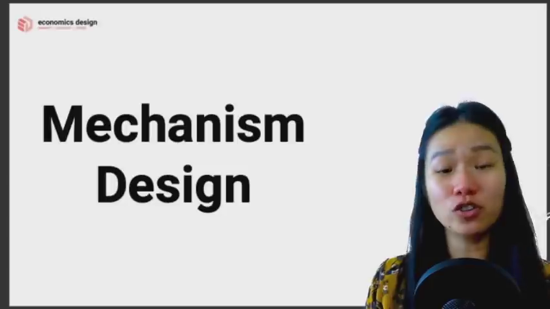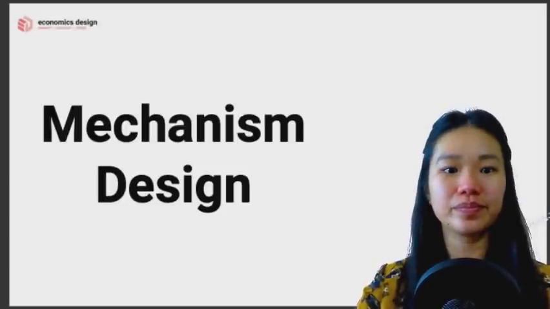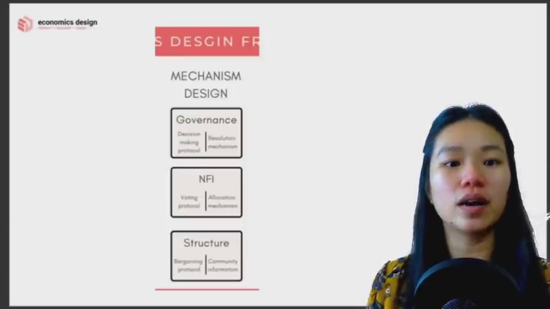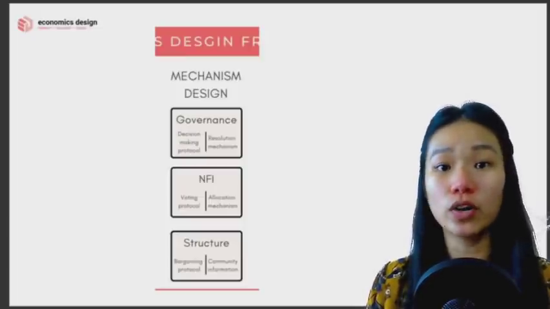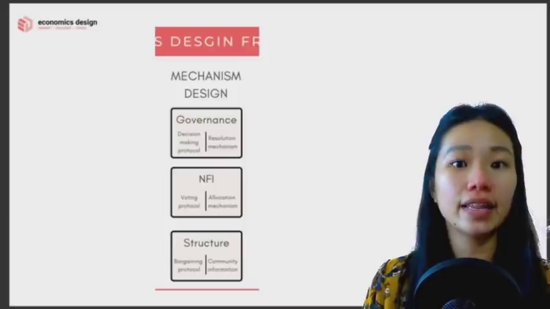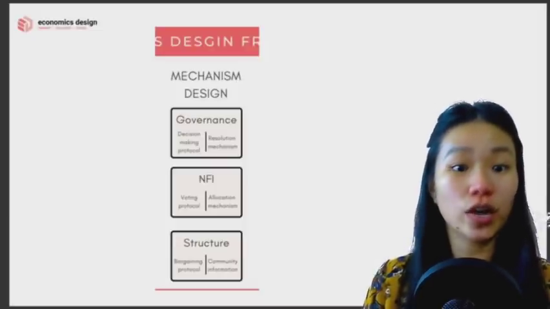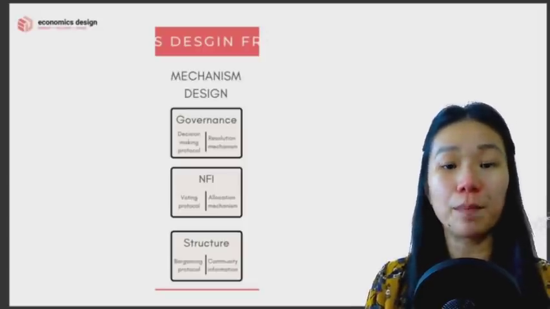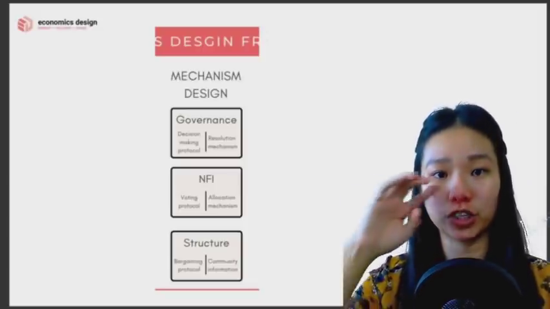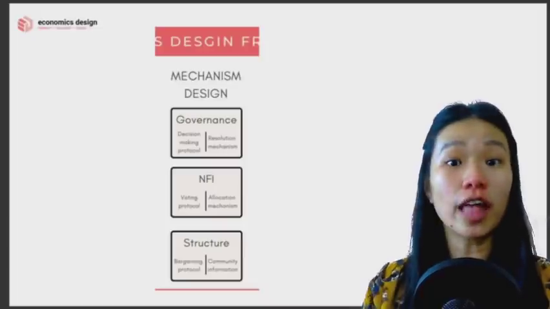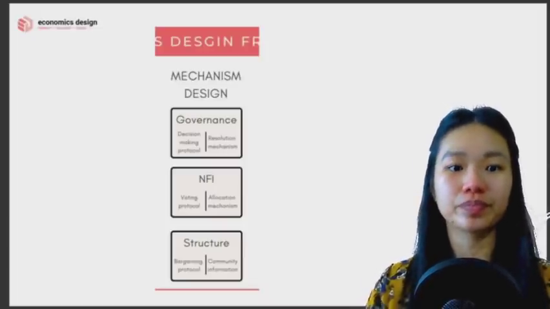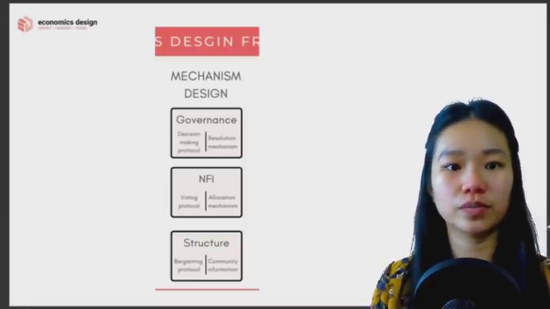Okay, now let's go to mechanism design. In mechanism design, we have governance. In governance, we look at decision-making protocol and resolution mechanism. In NFI, non-financial incentives, we look at voting protocols and allocation mechanism. In structure, we look at bargaining protocol and community information. Once again, not every variable is important, not every variable is necessary. Let's get started with governance.